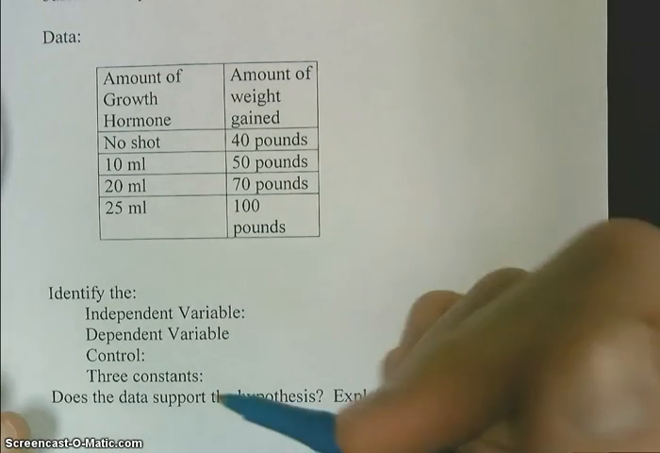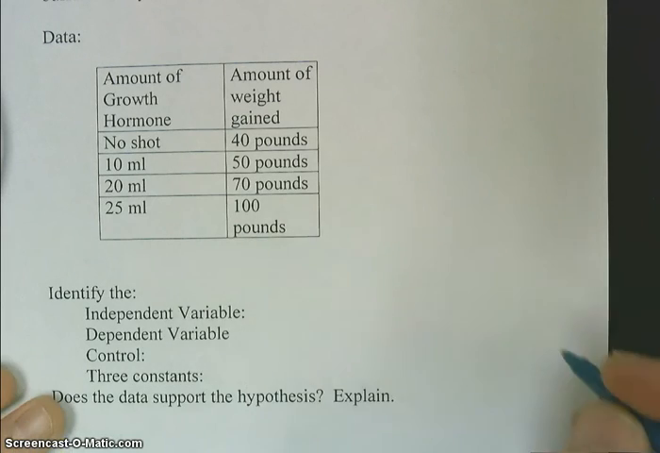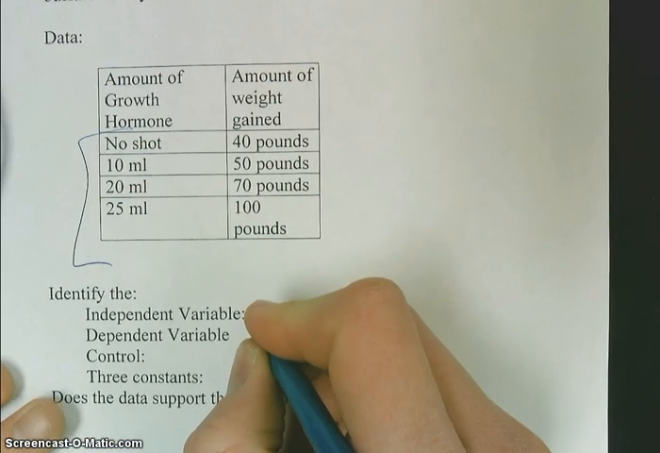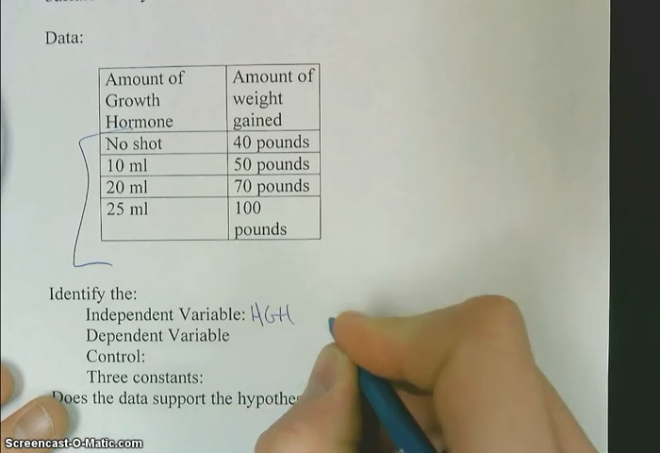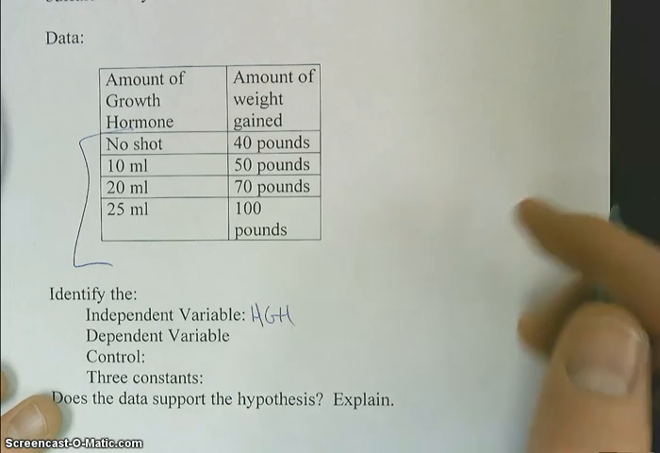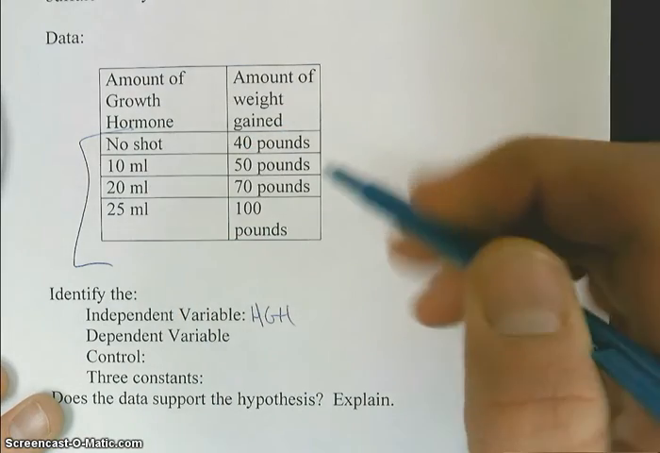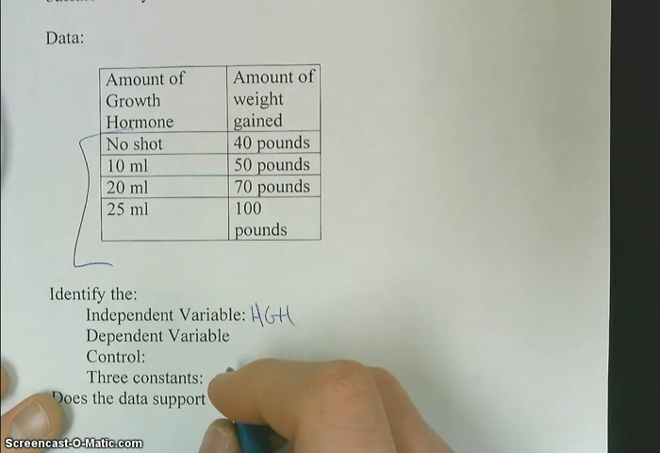Okay, so the first one, independent variable, what I change. Again, remember, we're changing the human growth hormone. So if they're getting HGH or not, that would be the treatment. Now the dependent variable, as a result of the change, we think it's going to change the weight gain.